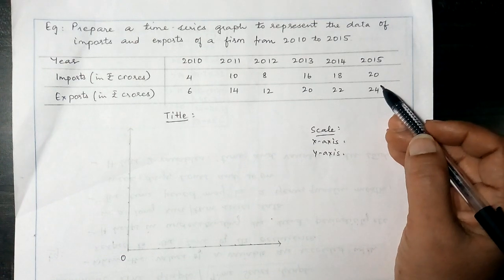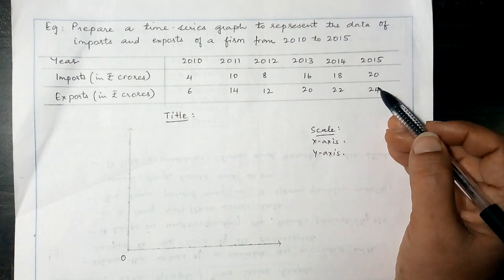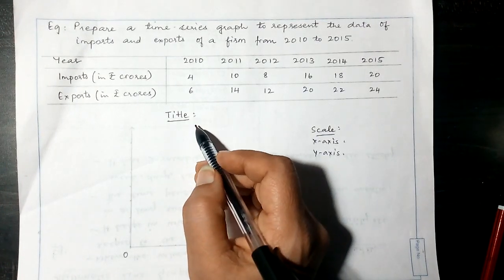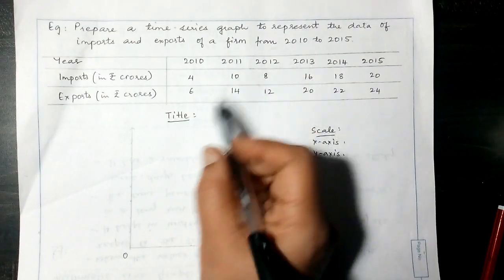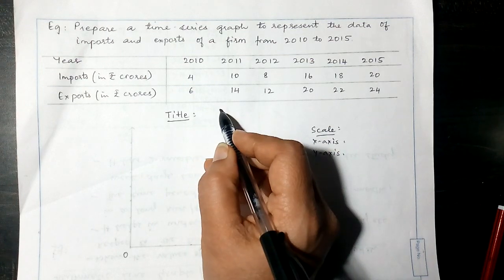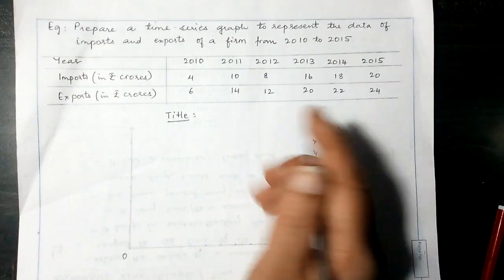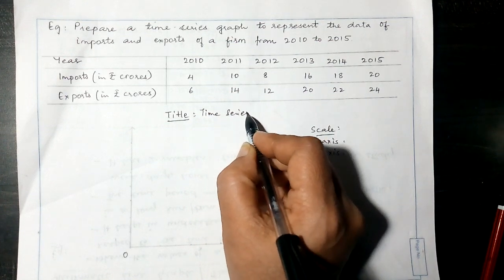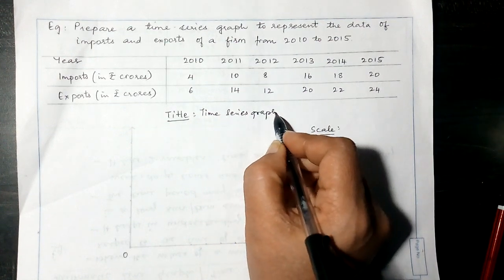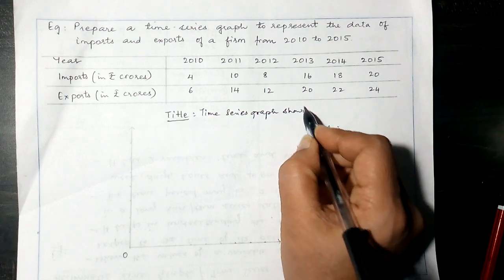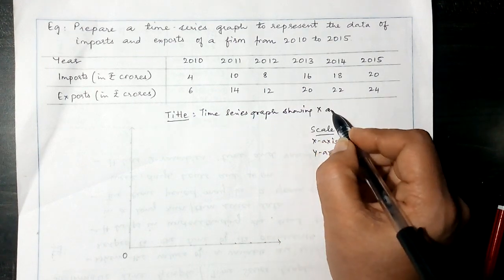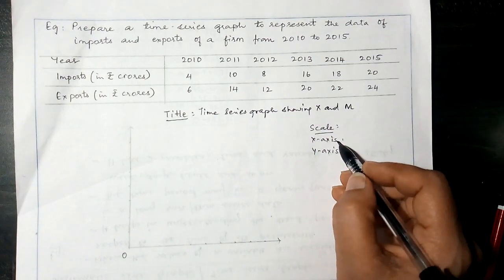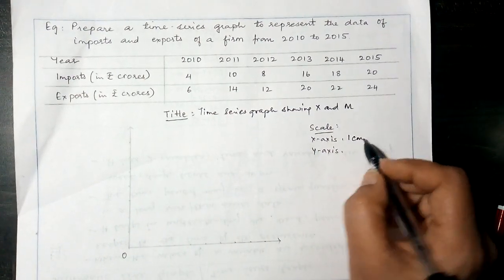The first thing that we do whenever we have to plot something on the graph is to write down the title. What can be the title? You can pick it up from the question. It is a time series graph representing exports and imports. So we will write down here: a time series graph showing exports and imports.